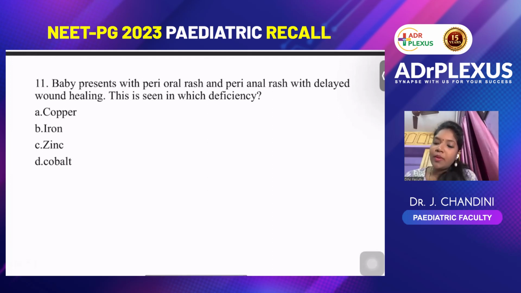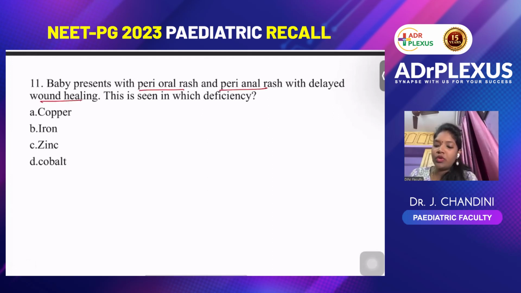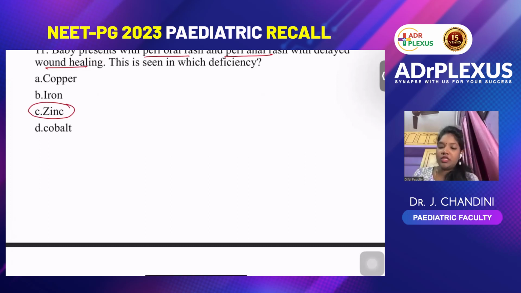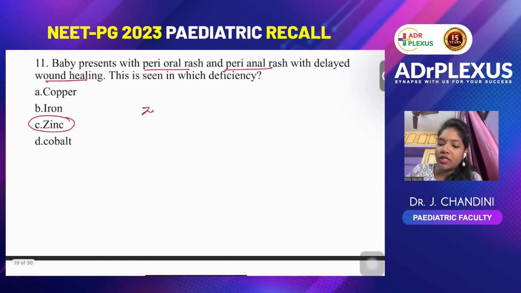Now coming to the next question. A baby presents with perioral rash, perianal rash with delayed wound healing. What is the deficiency seen here? Is it copper, iron, zinc, or cobalt? Where do you see this classical type? Okay, this is nothing but zinc deficiency. So what are the features of zinc deficiency?